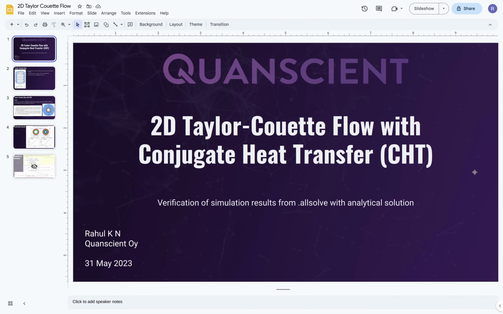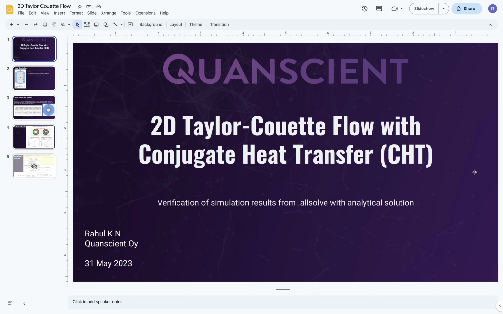In this demonstration, we will show how to set up a conjugate heat transfer problem in the .Allsolve environment. Conjugate heat transfer is a multiphysics problem involving heat transfer in both the fluid and the solid domain. For this purpose, we have chosen a 2D Taylor-Couette flow, since the analytical solution for both velocity and temperature profiles are available. This would allow us to verify the results from our simulations.